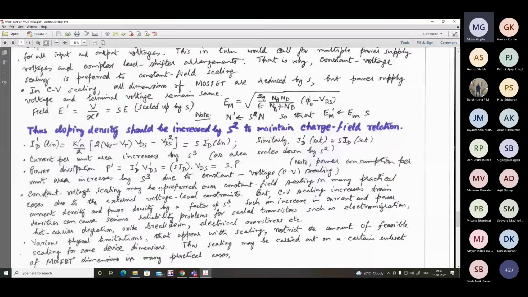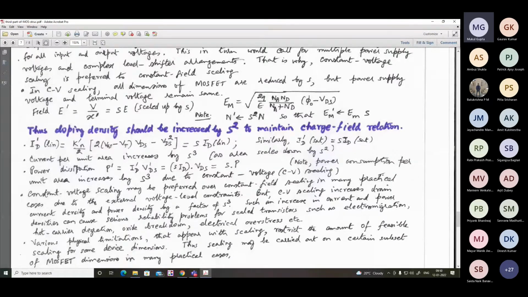So apart from silicon, germanium technology is there, then carbon nanotube, all these things. But in our digital electronics course, the digital VLSI course, we restrict mostly to MOS technology. So various physical limitations that appear with scaling restrict the amount of feasible scaling for some device dimensions. The scaling may be carried out on a certain subset of MOSFET dimensions in many practical cases.